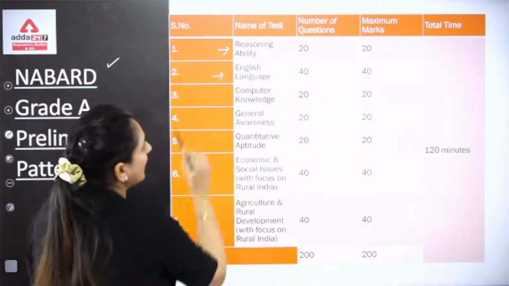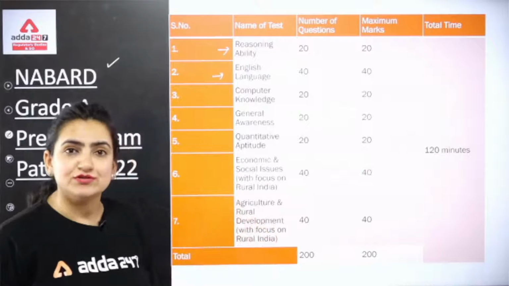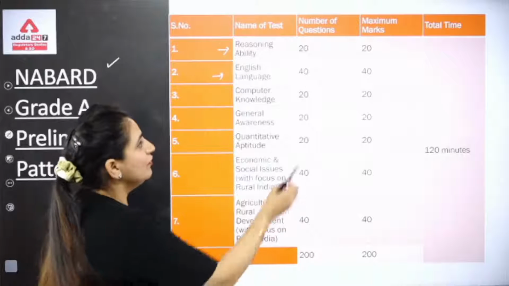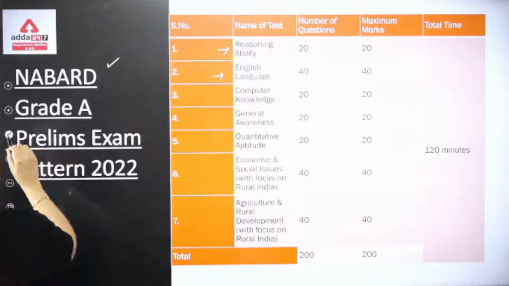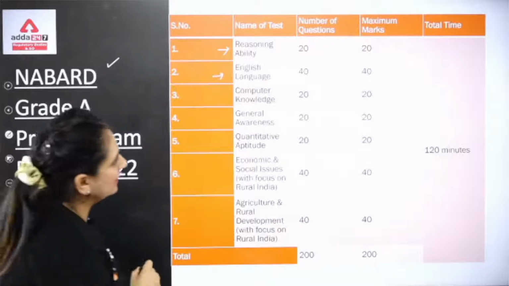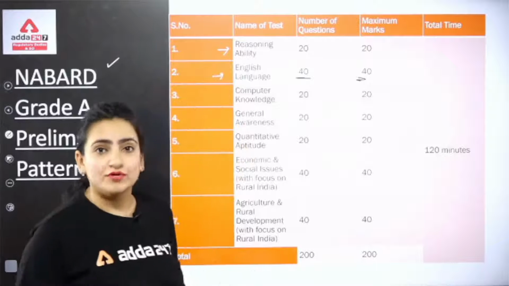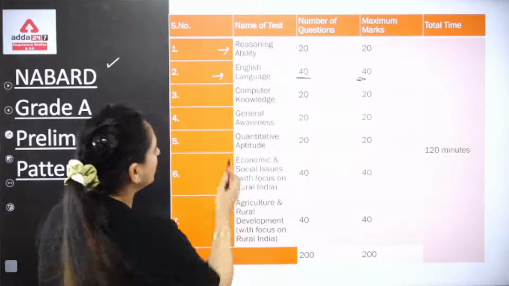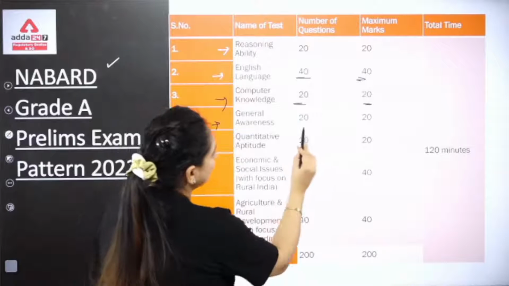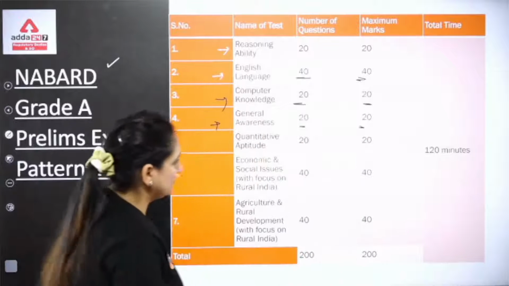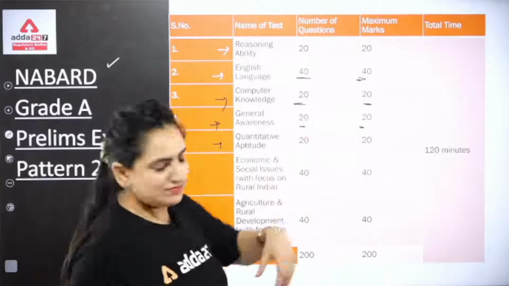Then it is the English language, which comprises 40 questions, and English is playing a vital role in this, covering your 40 questions with 40 marks. I think this is clear to everyone. Marks again play a major part. So computer knowledge, 20 questions, 20 marks. General awareness would be 20 questions, 20 marks. Quantitative aptitude again 20 questions, 20 marks.